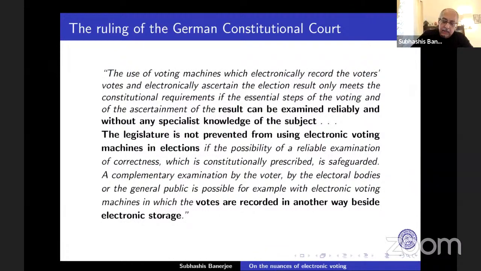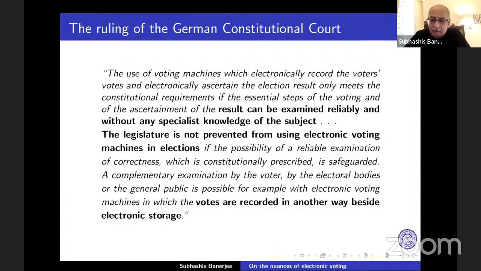So the legal examination of this issue was by the German Constitutional Court, I think around 2009, and it gave the following ruling. It said that the use of voting machines that electronically record votes meet constitutional requirements only if the results can be examined reliably without any specialist knowledge of the subject. So, some IIT professors declaring it safe will be unconstitutional, or some election commission experts saying that I declare that the EVM is safe does not meet constitutional provisions. And this was a ruling of the German Constitutional Court.